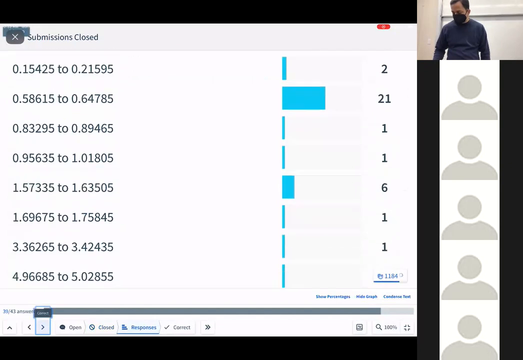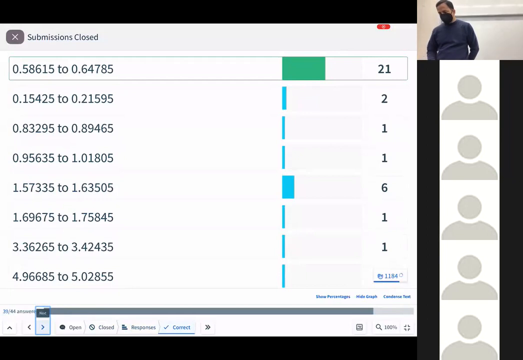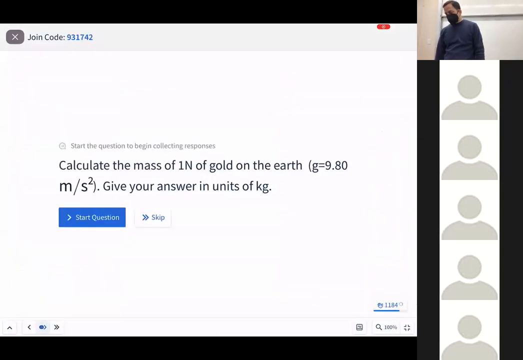All right, let's see. Okay, so I have like a 1% or 5% tolerance on the correctness of the answer. So I think the correct answer is indeed, what is the exact number? Is it like 0.6? 0.617? Yeah, so 0.617 kilograms is what weighs 1 Newton on the moon. Now let's repeat that calculation for what is the mass in kilograms of 1 Newton of gold on the Earth? So let's see if you guys can figure that one out.